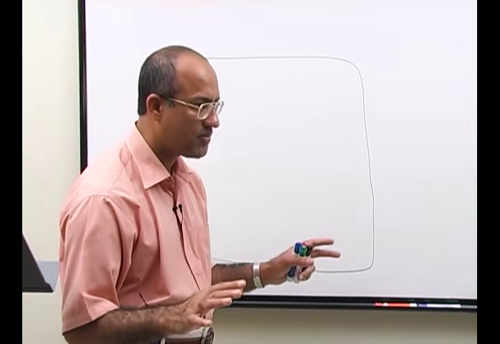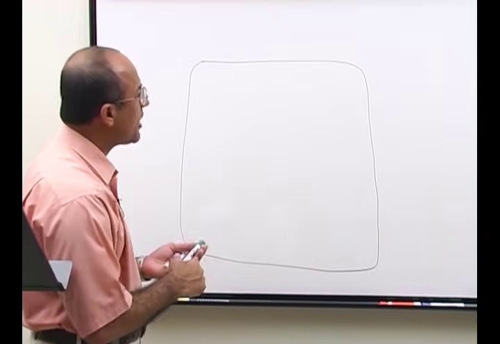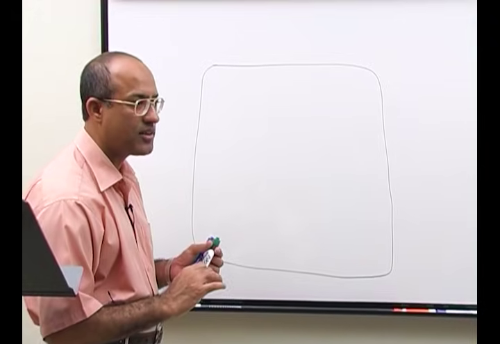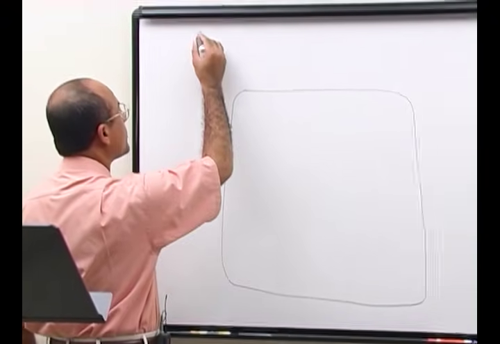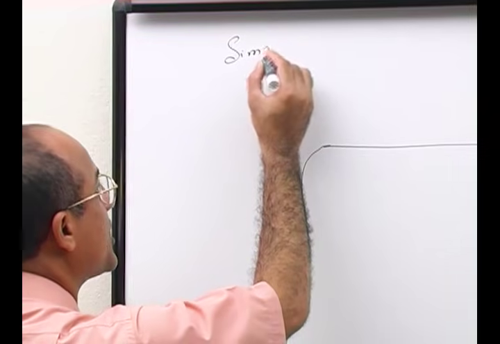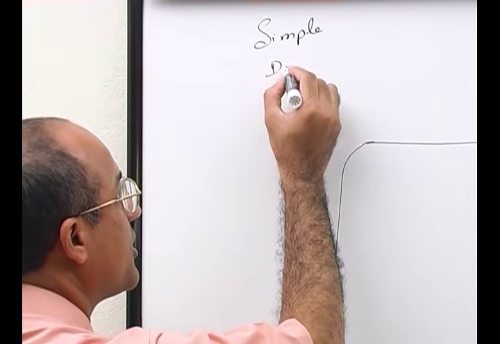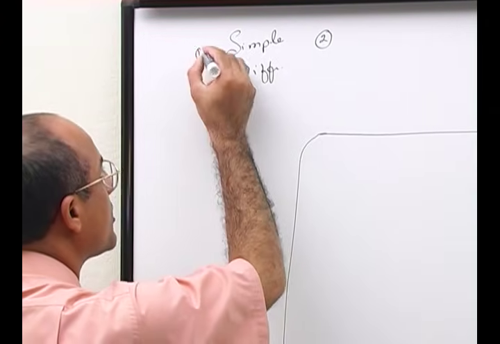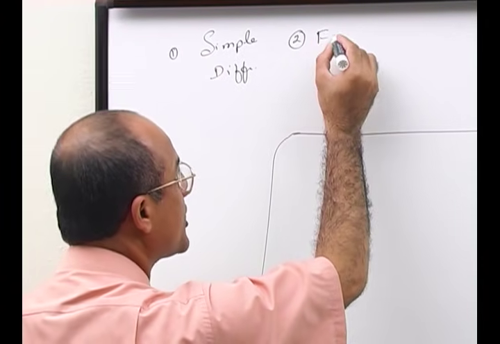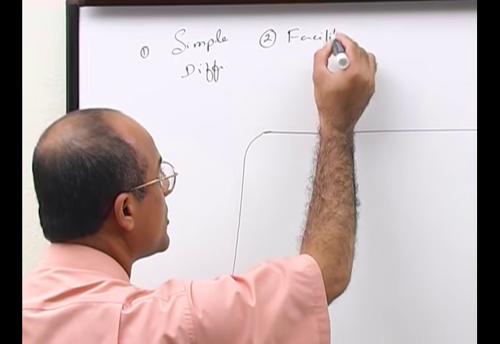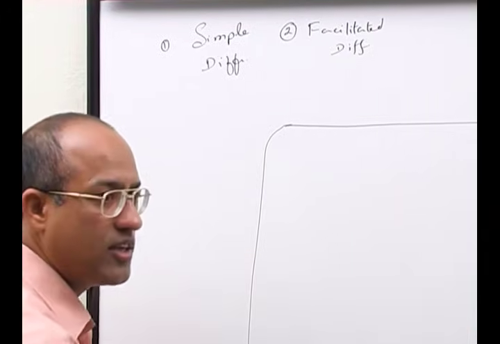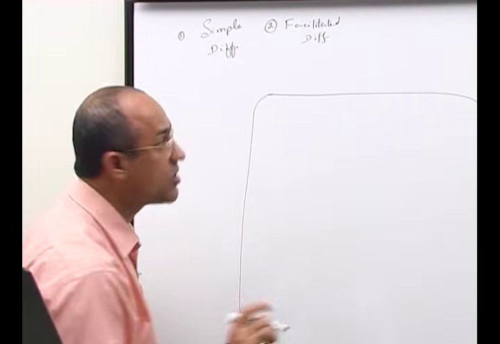No problem up to this? Now, what we have learned is that simple diffusion does not require any carrier protein, right? So simple diffusion is not protein mediated transport. But the other example we discussed, yes, what was that? Facilitated diffusion. And in facilitated diffusion, we needed the protein molecules.